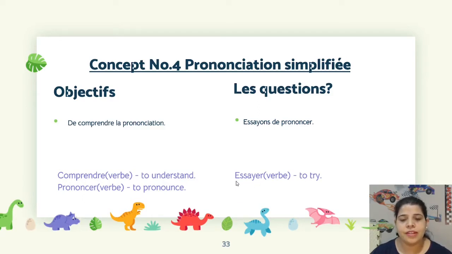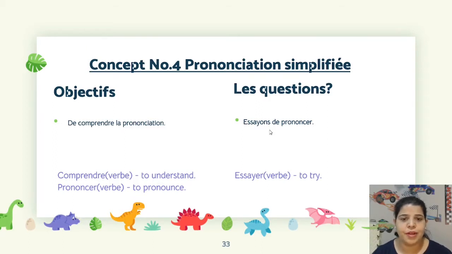Why do we pronounce this E as A? Because there are two consonants following the letter E. Whenever E is followed by two consonants, it is pronounced as the letter E, like the E in the word elephant. Essayer means to try. Essayons de prononcer. Afterwards, we will try to pronounce.